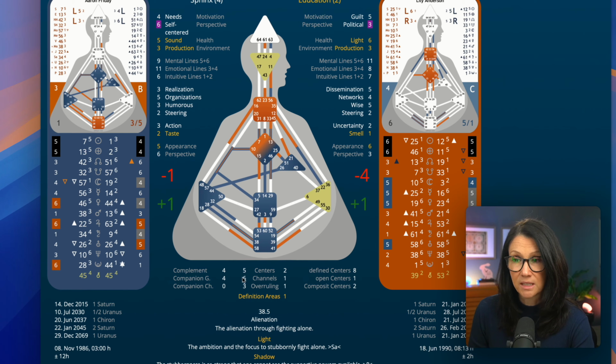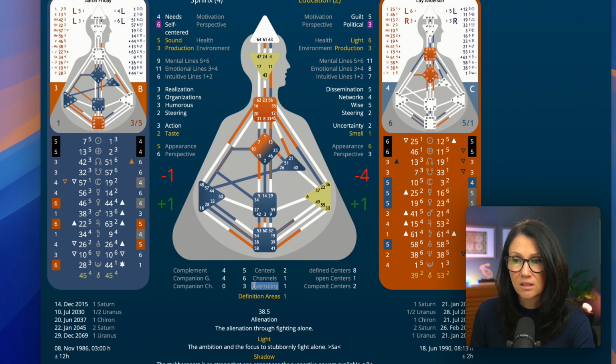Also, Aaron brings in 6 channels and Lily just 1. And Aaron is overruling Lily 3 times. She is overruling him 1 time. What does this mean? Overruling, or also compromise connection, means that one partner has the whole channel activated, whereas the other partner only has a hanging gate.